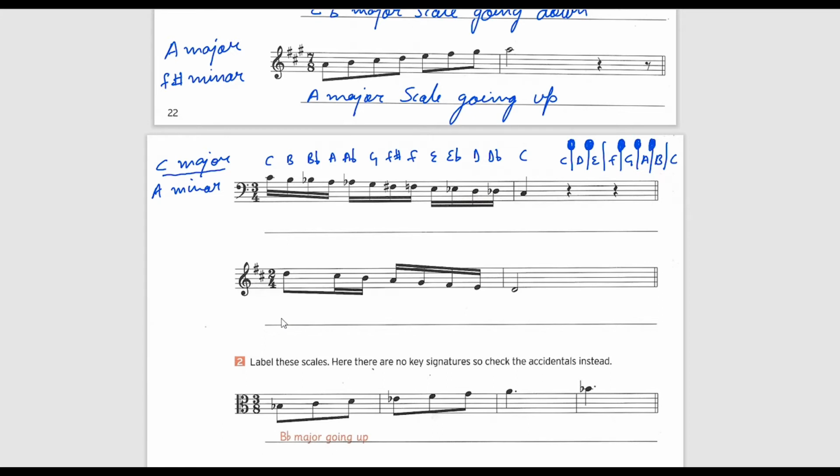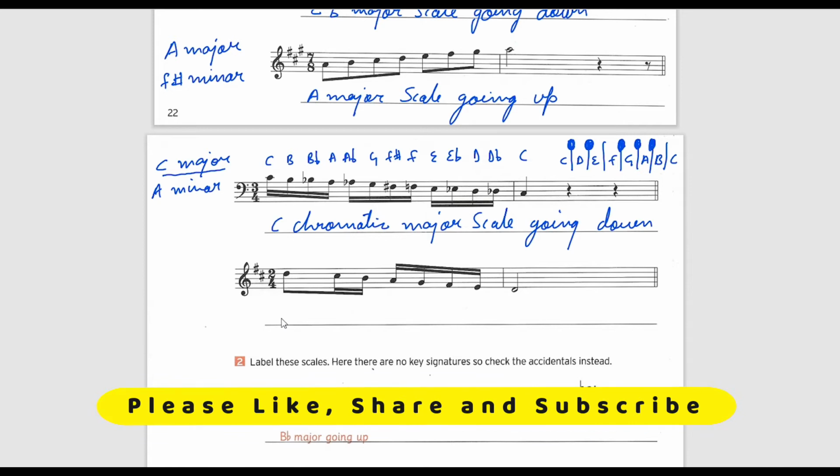Now you see, if you start from going down, this is C, then B, B flat, A flat, G, then F sharp, F, E, E flat, D, D flat, and C. So this is our C chromatic major, C major chromatic scale going down. Okay, now next one.